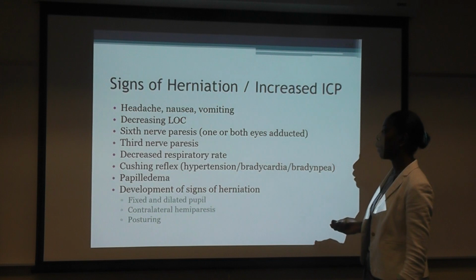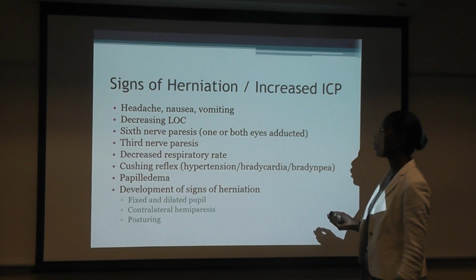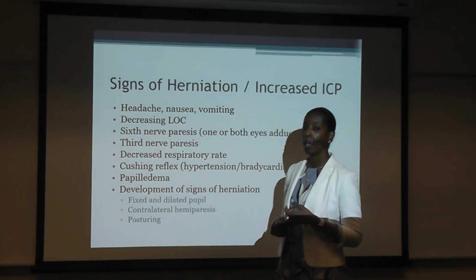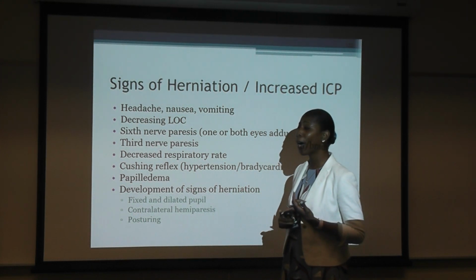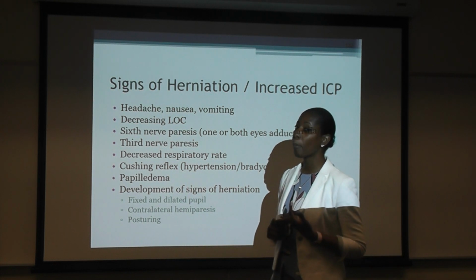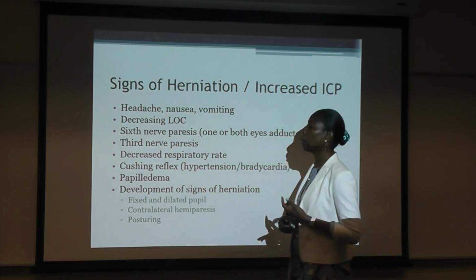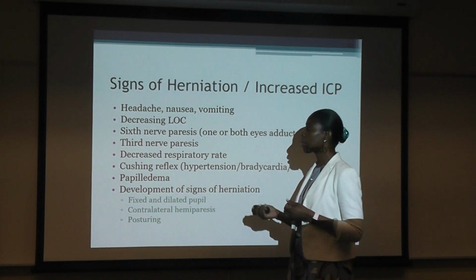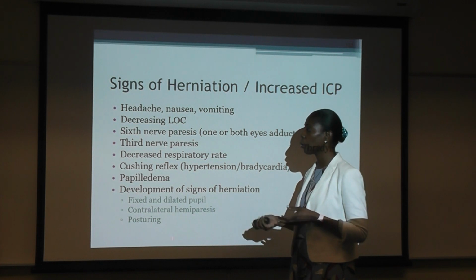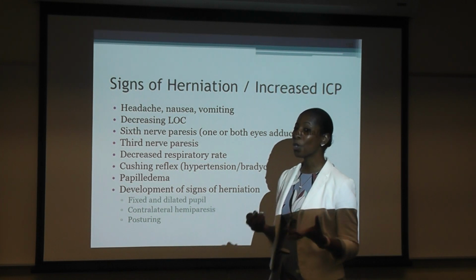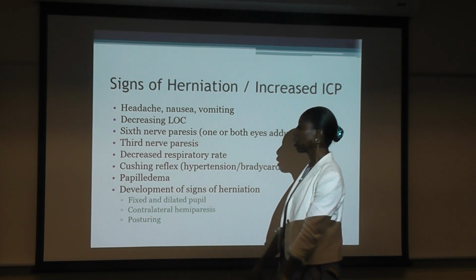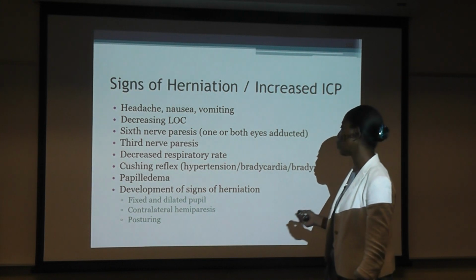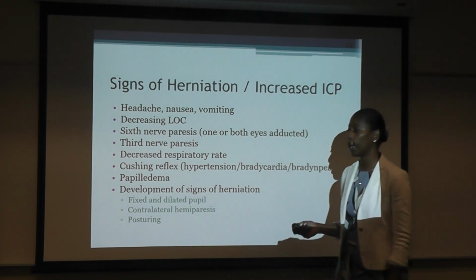Again, signs of herniation or increased intracranial pressure: headache, nausea, vomiting. The vomit center is in the brainstem. If someone's vomiting, you know that brainstem is being compressed, and you know that patient's at increased risk. Sixth nerve paresis, third nerve paresis. Remember, cranial nerves are in the brainstem, so these things will be compressed. Cushing's reflex: hypertension, bradycardia, bradypnea, okay?